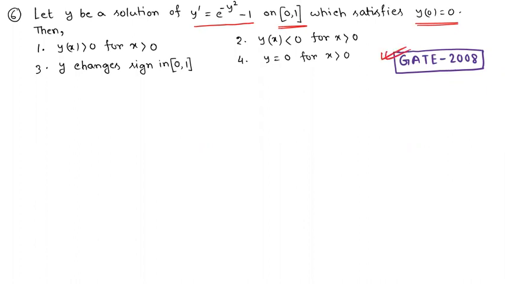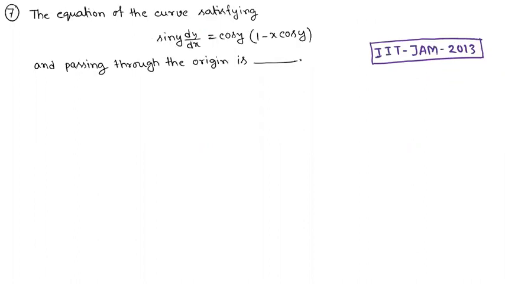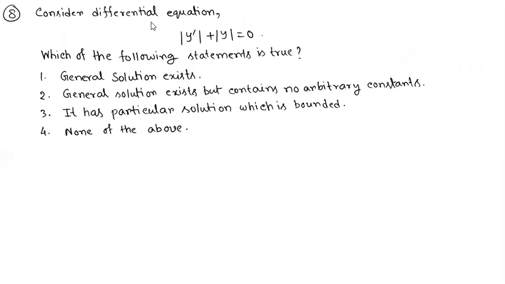Okay. Now, question number 7. The equation of the curve satisfying the given differential equation sin y dy/dx equals cos y (1 minus x cos y), and passing through the origin, we have to find out the equation. Okay. Now, question number 8. Consider the differential equation |y'| plus |y| equals 0. Then which of the following statements is true?